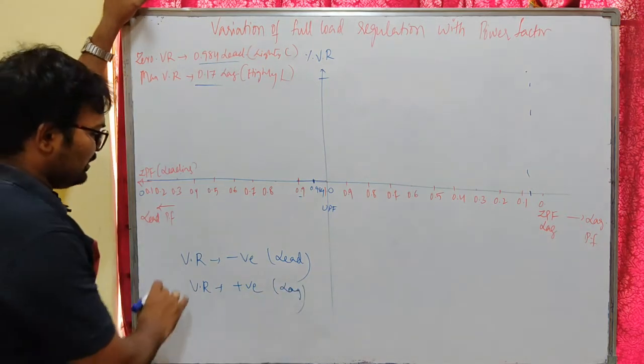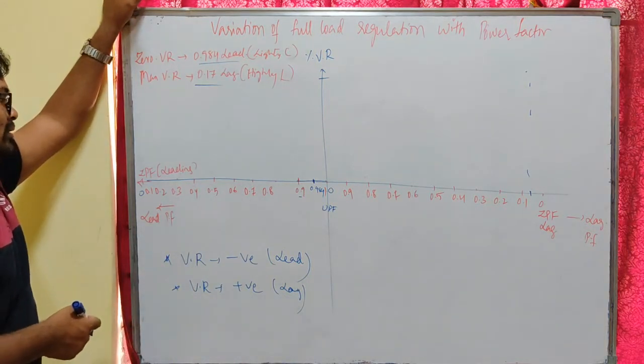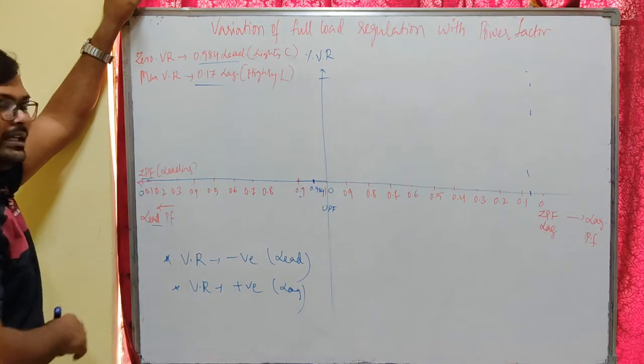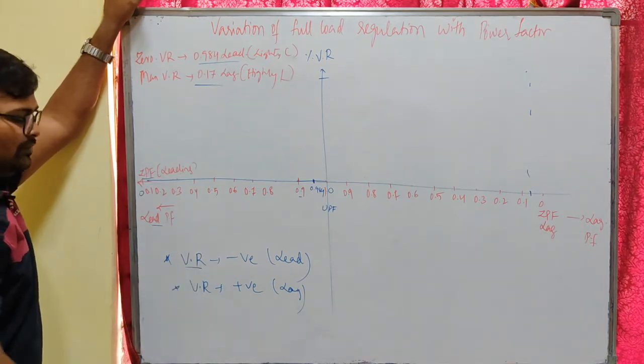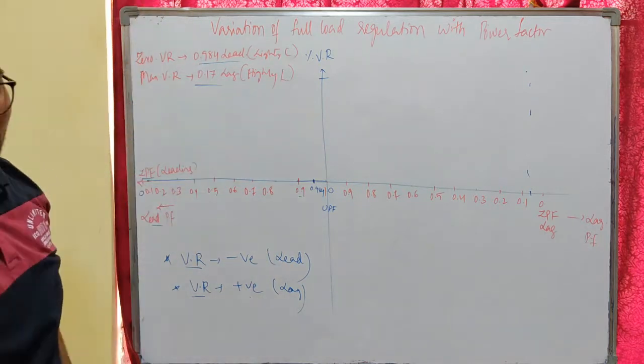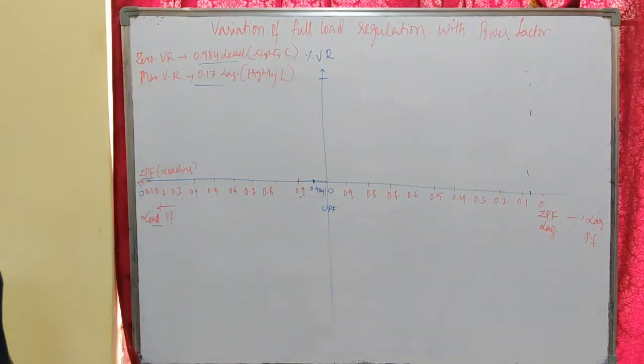This is the condition: voltage regulation is very much negative as the power factor of the load tends towards more leading power factor, that means towards ZPF leading. Voltage regulation will be positive if the load power factor is more towards ZPF lagging. So this is important: voltage regulation will be negative for leading and positive for lagging.